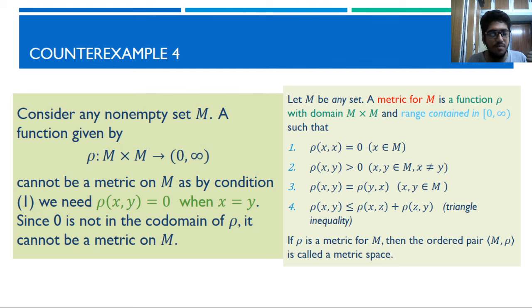You can easily see that rho of x comma y has to be equal to 0 for the first condition. That means 0 should be there in our codomain or range. And it turns out for this particular condition, 0 is not there in our codomain. Hence, the first condition cannot be true, will not be true at any cost. Welcome, Navya. So this particular counterexample will not work for any given set M.